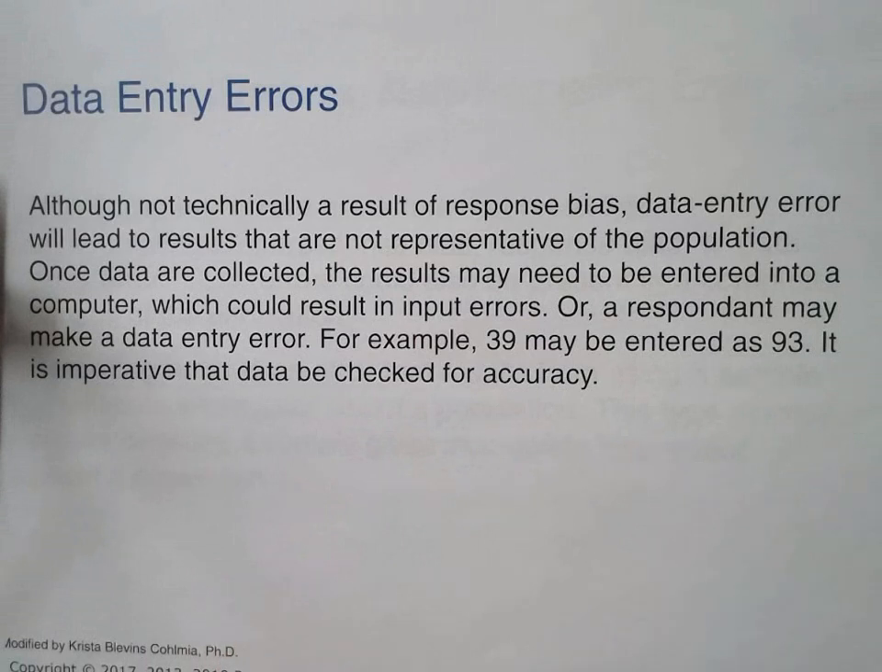Other errors that you can have in data. Data entry errors. I'm sure that you've typed in numbers or data before and made a mistake. And so that's what data entry errors are for. Technically, they're not a result of response bias, but data entry errors will lead to results that are not representative of the population. When data are collected, the results may need to be entered into a computer, which could result in input errors. Or a respondent may make a data entry error. For example, 39 may be entered as 93. You may transpose the numbers. So you want to be sure that you always check the data once you have entered them.